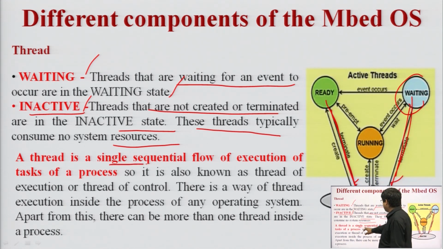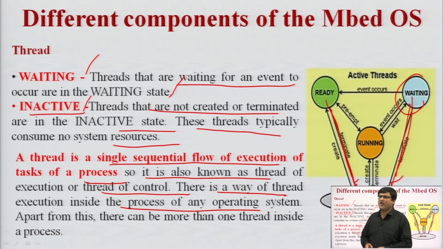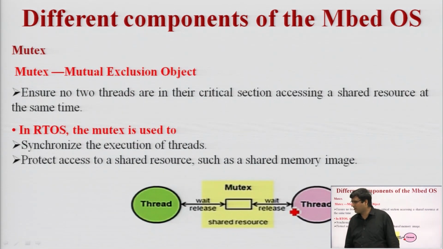So a thread is a single sequential flow of execution of a task of a process. It is also known as thread of execution or thread of control. So there is a way of thread execution inside the process. Threads means we are talking about the tasks of any IoT based application. After that we have a mutex.